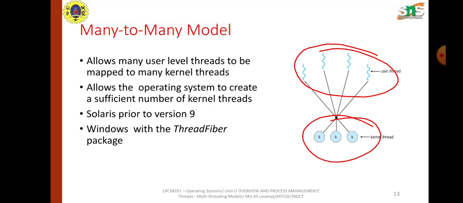In this, many user level threads can be mapped to many kernel threads, which allows the operating system to create a sufficient number of kernel threads. The examples are Solaris prior to version 9, and Windows with the ThreadFiber package, which are examples of this many-to-many model.